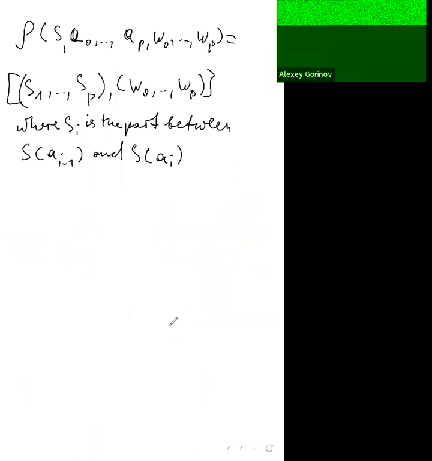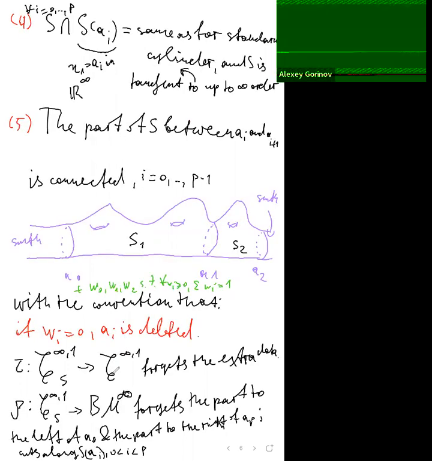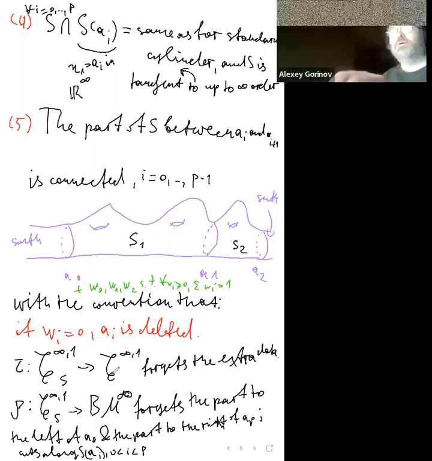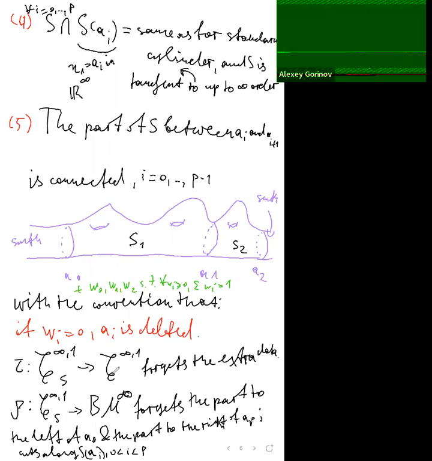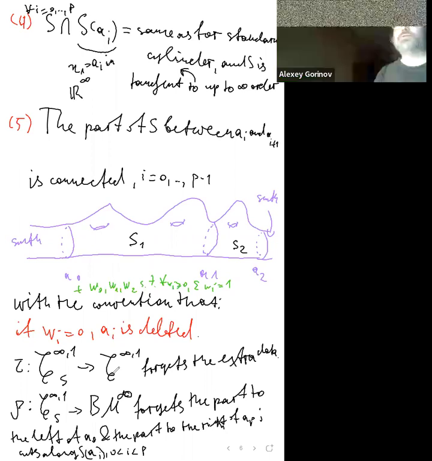Okay, so now we have constructed the two maps. The first one is completely straightforward, and the second one just consists in chopping off the part to the left of A0 and to the right of A2 or AB in the general case.